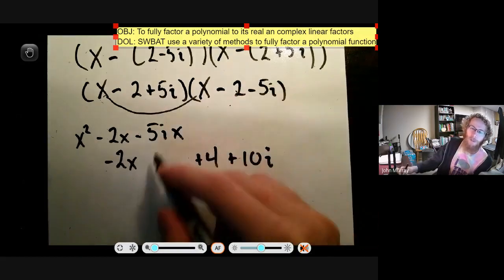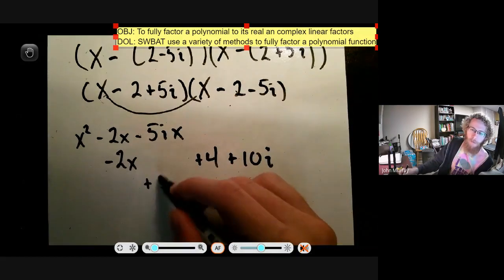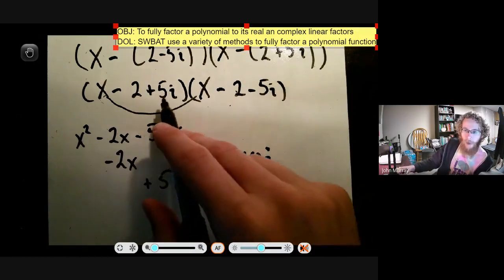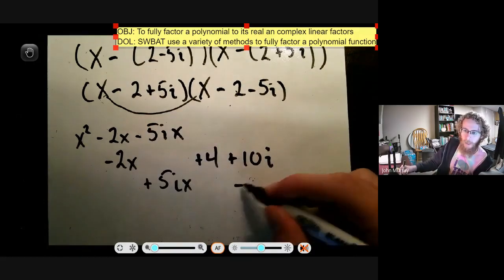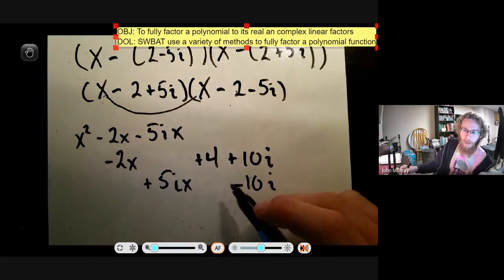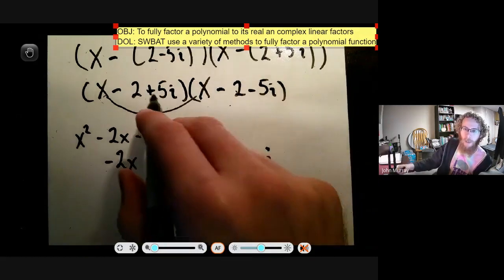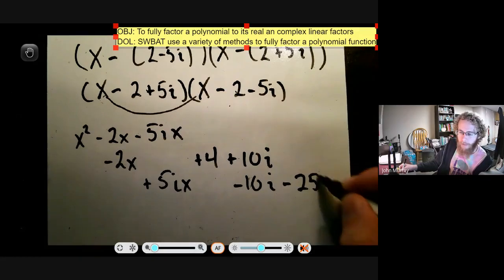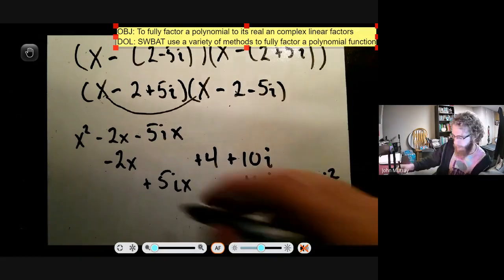Then 5i times x, well, that's a +5ix. 5i times -2 is -10i, and things are looking good, like they'll cancel out. 5i times -5i, -25i squared.